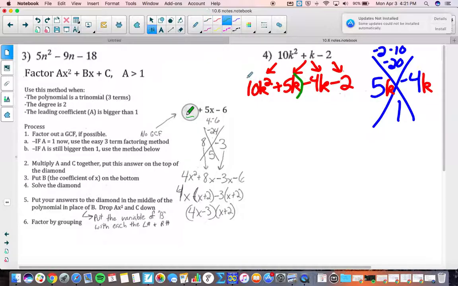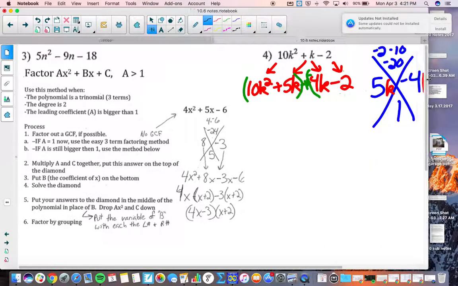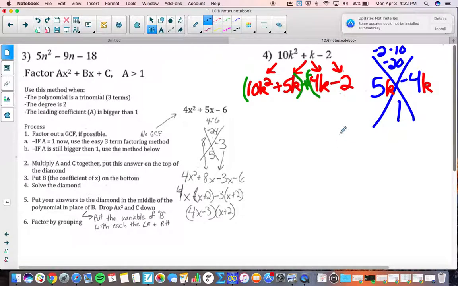So group the first 2, group the last 2, but make that 4 a negative. That's a little messy. I'll put a plus sign. Watch me cheat a little bit with the different colors we have. There. Plus 4k, negative 4k minus 2. All right, here we go. Let's try to factor these bad boys.